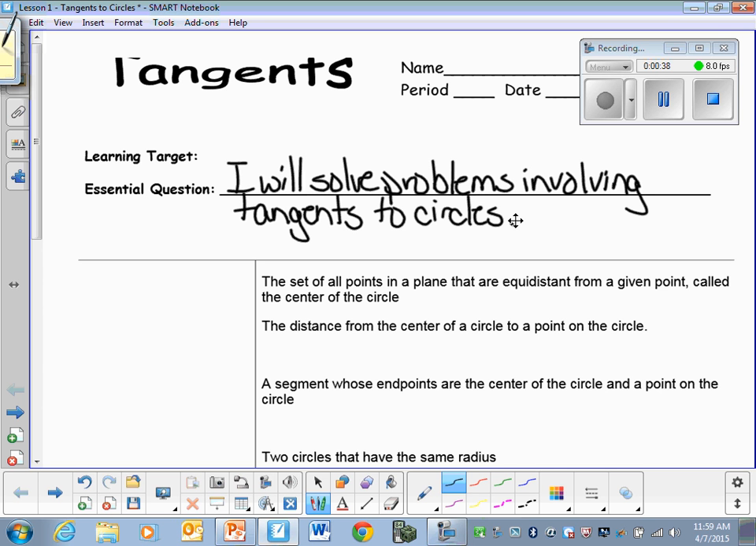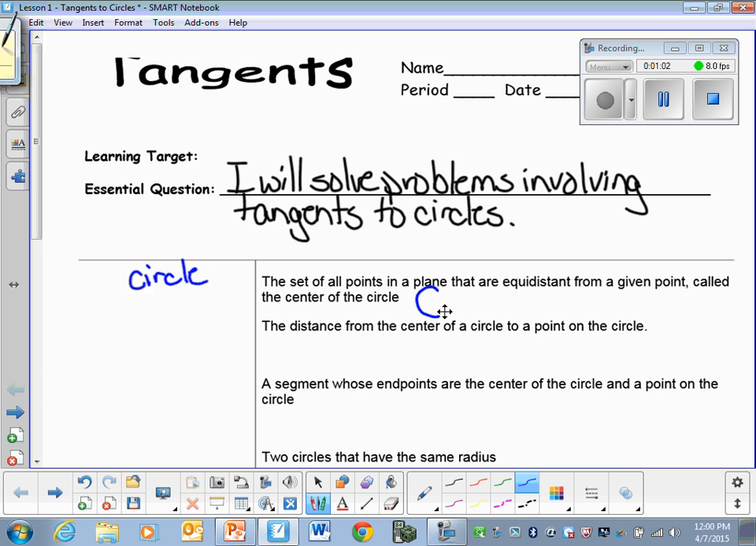Now there is an absolute ton of vocabulary in this unit, and all of the vocabulary is quite important. It's particularly important that you pay attention to measurement relationships and notation as we go through this. The set of all points in a plane that are equidistant from a given point, called the center, is a circle.